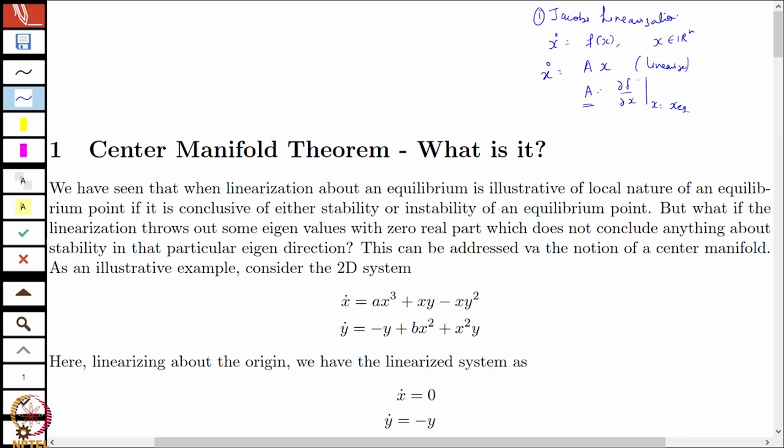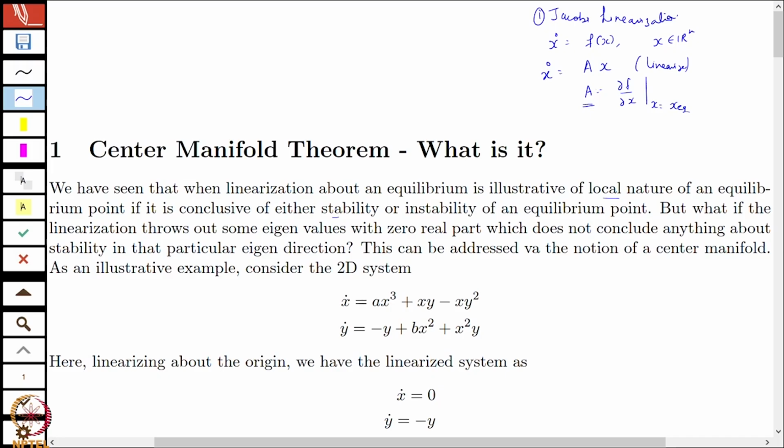Most of it was the local nature of an equilibrium point. It was conclusive, right? We could say if all the eigenvalues of A are in the left half plane, then the nonlinear system is locally stable around that equilibrium point. Even if one eigenvalue of A is in the right half plane, then the nonlinear system is also unstable around that equilibrium point, and we saw a bunch of examples.